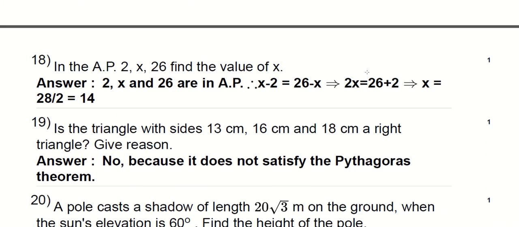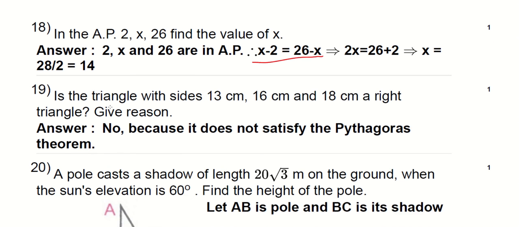The terms of an AP are given with x. What is the value of x? In an AP, the second term minus the first term equals the third term minus the second term. This is the rule. So x goes to one side and the numbers to the other, and x is 14.